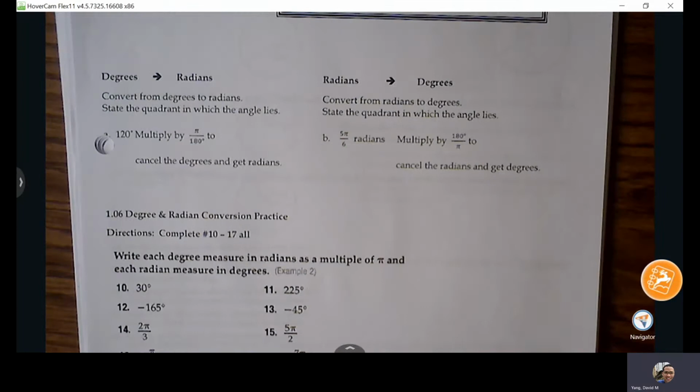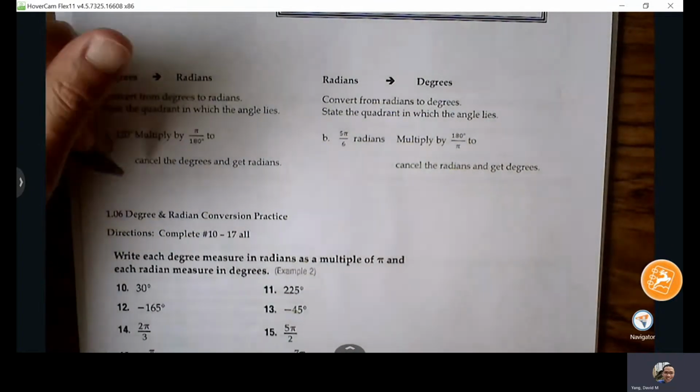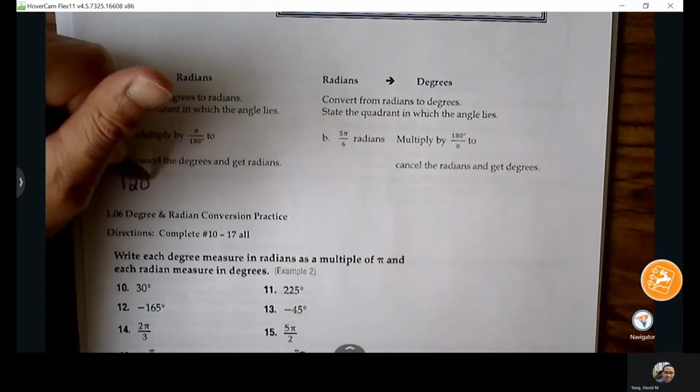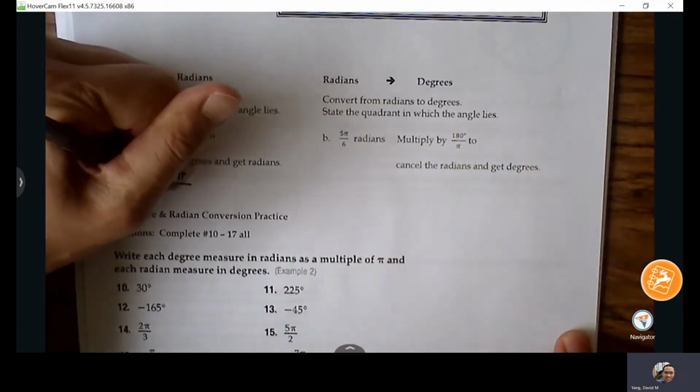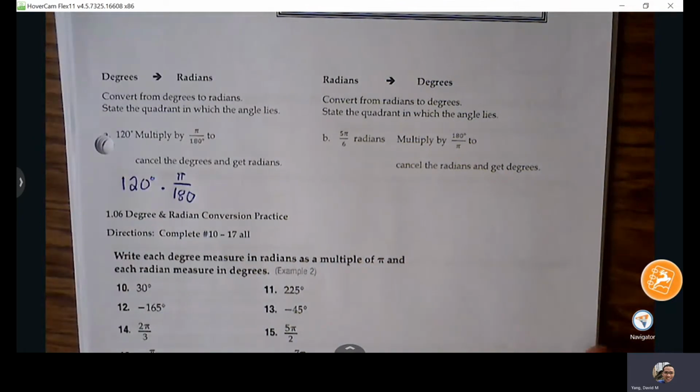If I want to convert from degrees to radians, I want the degrees to go away, so I want the 180 to be in the denominator. I want my unit to be in terms of radians, so I want pi to show up in my final notation, in the numerator. So if I want to convert 120 degrees, I'm going to multiply by pi over 180, because I want pi to show up for radians and I want the degrees to cancel out. And we know that pi and 180 are equivalent because we discovered that as we worked our way around our circle.